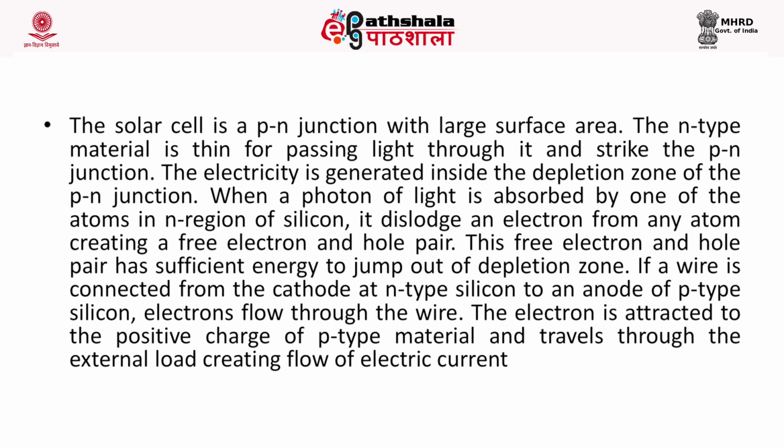If a wire is connected from the cathode at n-type silicon to the anode of p-type silicon, electrons flow through the wire. The electron is attracted to the positive charge of p-type material and travels through the external load, creating flow of electric current. So all the solar cells work under this principle.